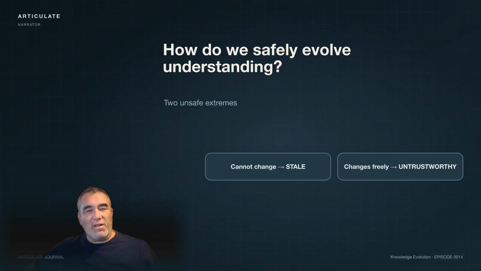But there's a tension here. If the knowledge model cannot change, it becomes stale. But if anything can change it freely, it stops being trustworthy. So the problem isn't really how do we update architectural knowledge, it's how do we safely evolve what Articulate understands about an architecture.